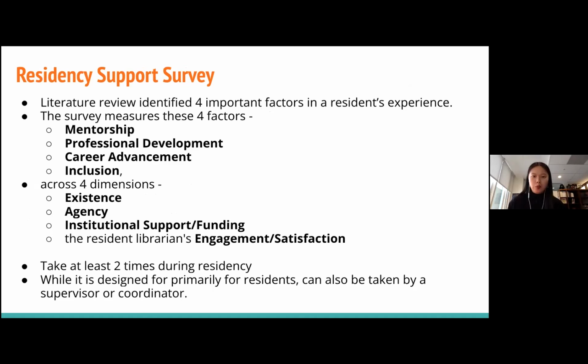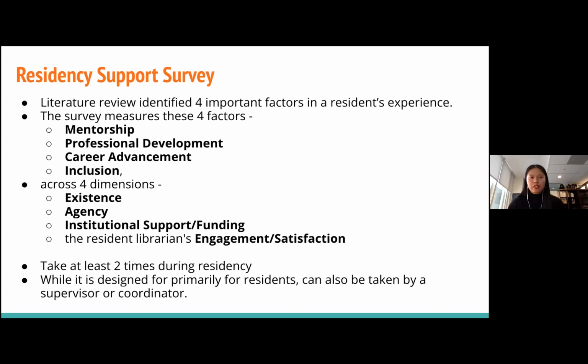So during our literature review, we identified 4 important factors in a resident's experience. So this survey measures those 4 factors, which are mentorship, professional development, career advancement, and inclusion. And it measures it across 4 dimensions: existence, agency, institutional support and funding, and the resident librarian's engagement and satisfaction.